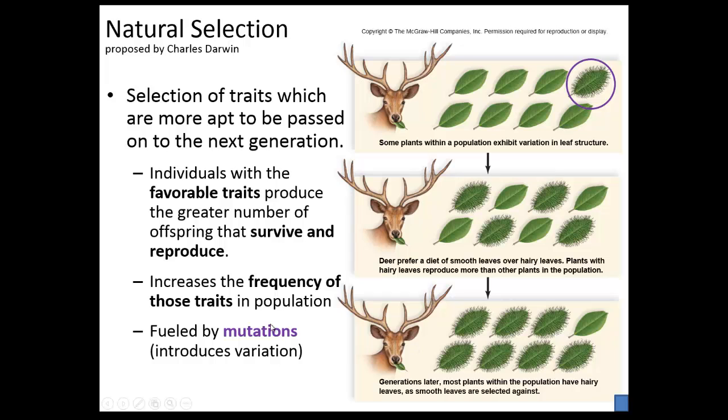So it starts with a mutation, but then those traits are selected because they survive more because of the trait, and as a result they increase in frequency, and we see this change over time, which is promoted by this process of natural selection, where favorable traits are selected in the environment because they promote their survival and their ability to reproduce.